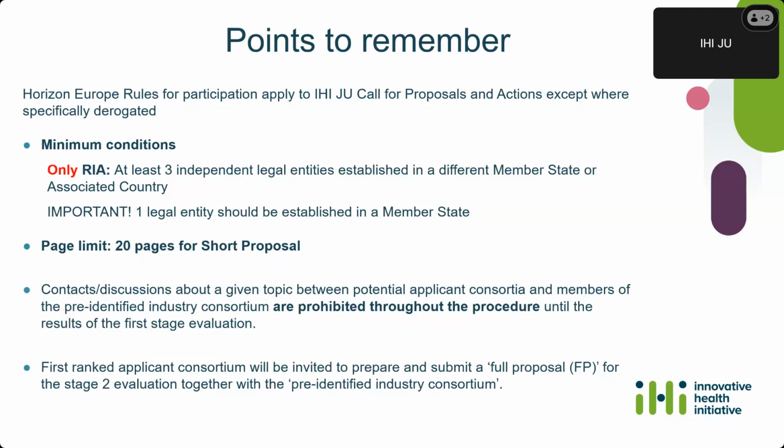The page limit is 20 pages for the short proposal. It's prohibited to contact the pre-identified industry consortium, the ones who actually developed the topic text, during this process. The first-ranked applicant consortium will be invited to submit the full proposal for the stage 2 evaluation together with the pre-identified industry consortium. And this will be happening by December this year.